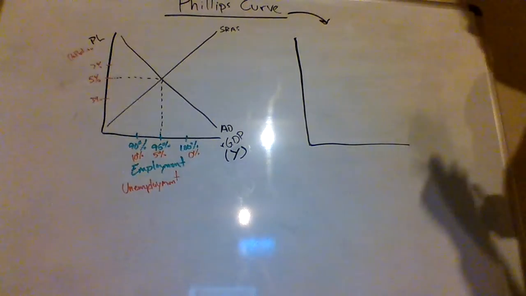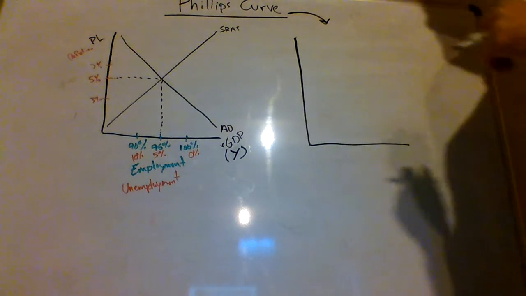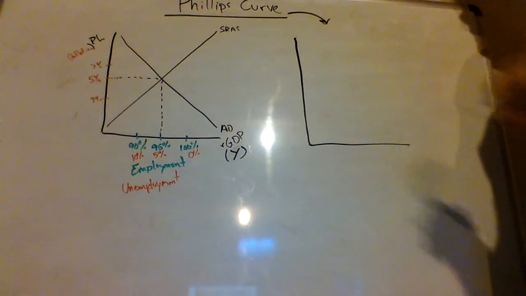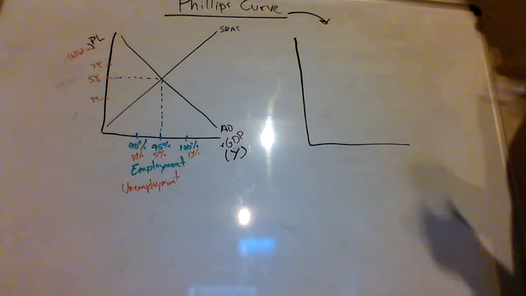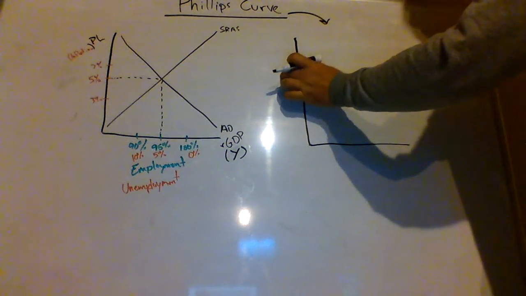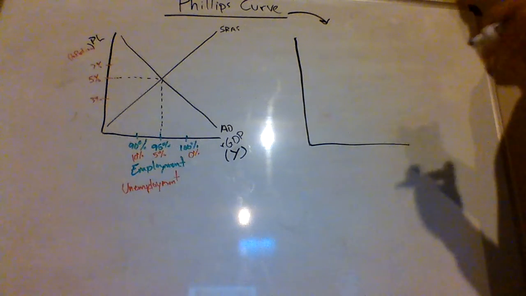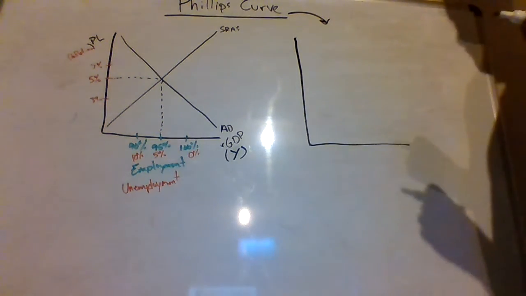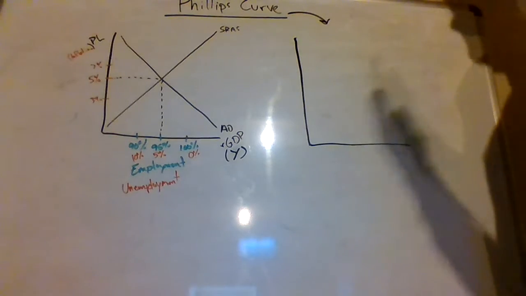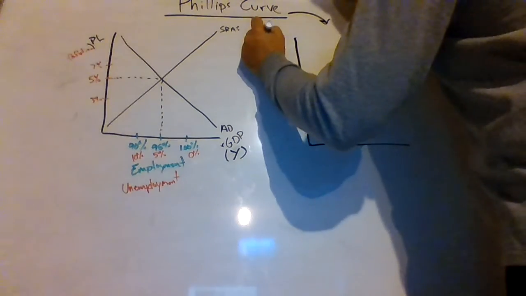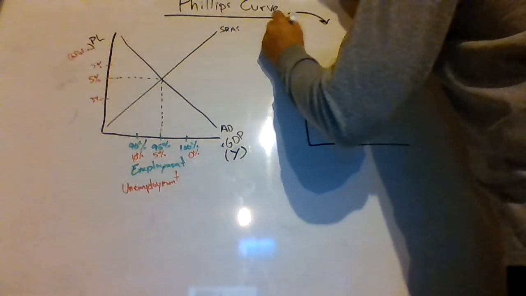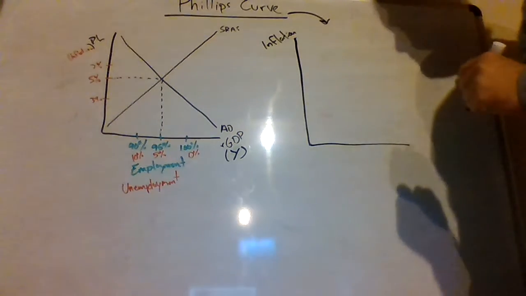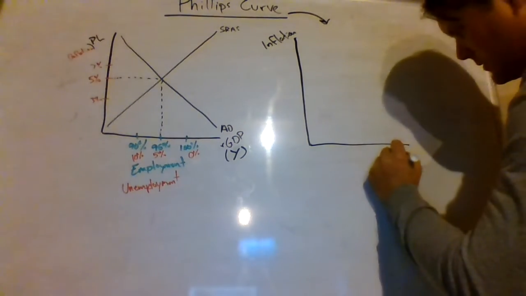Now, if you remember, one of the first things we talked about when I was talking about how to remember how to label these axes, is that our y-axis was always going to have to do with some sort of pricing. So the nice thing is that stays true for our Phillips curve. Our Phillips curve has two axes. It has our inflation axis, and it has our unemployment axis.